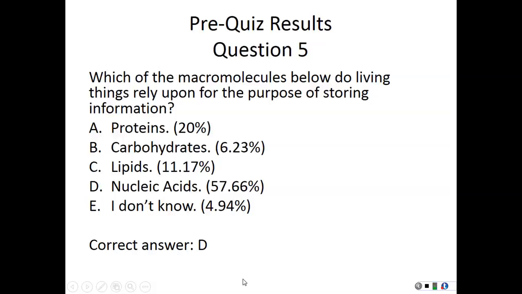And so that's the answer to question number 5 in the pre-quiz that I gave all of you. Let's see how you did. A little more than half recognized right out of the gate that nucleic acids, and I think what tripped you up, if I had said DNA, I bet most people would have agreed that it's DNA that stores information.